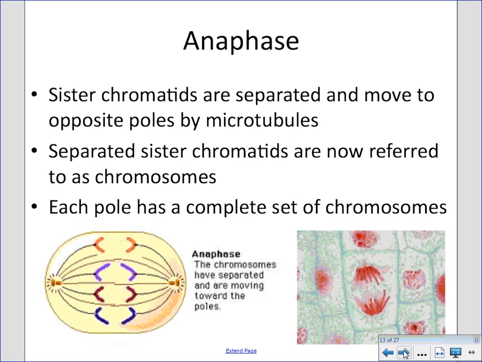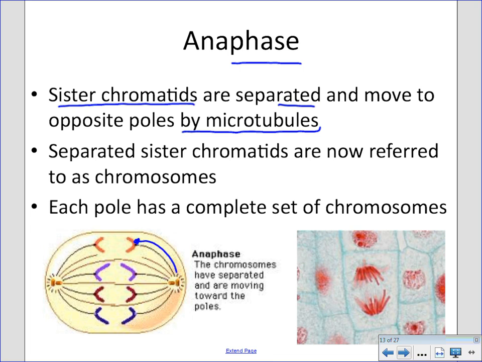Once those chromosomes have been lined up, the next stage of mitosis would be anaphase. So this is where the sister chromatids are separated and then moved to opposite poles by the microtubules. The microtubules that are attached to each sister chromatid will now start to contract, and this will separate the two sister chromatids.